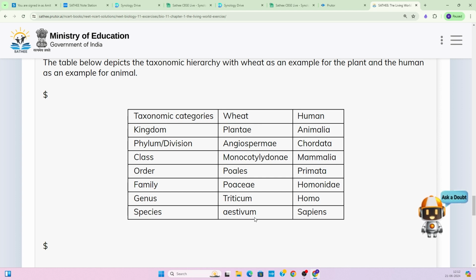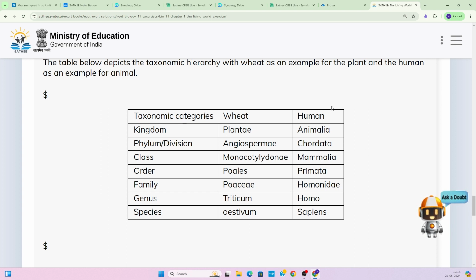Let us first see the plants. Wheat: kingdom Plantae, and it belongs to the division Angiosperm. Class monocotyledon, it is a monocotyledonous plant. Order Poales, family Poaceae, genus Triticum, and species aestivum. So the scientific name of wheat is Triticum aestivum, or you can say the botanical name of wheat is Triticum aestivum.